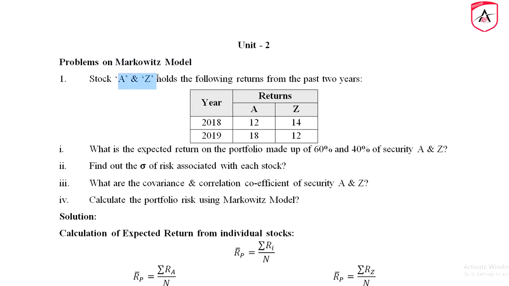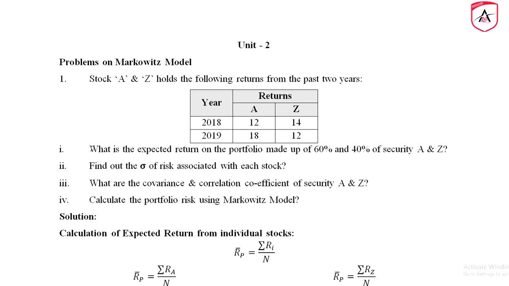Stock A and Z hold the following returns from the past 2 years, right? The details are here. It is year 2018 and 2019. In the year 2018, stock A has given a return of 12% and Z has given a return of 14%. And in the year 2019, stock A has given 18% return and stock Z has given 12% return, right?